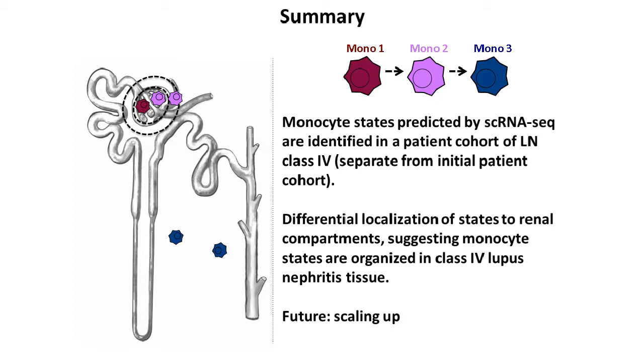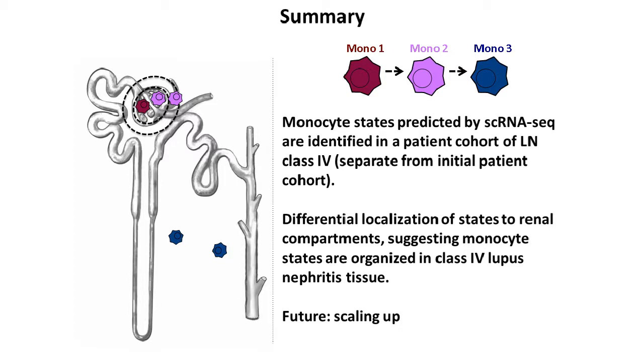And to summarize, we have monocyte states that are predicted by our single cell RNA sequencing. We've been able to identify those in a patient cohort of lupus nephritis that are separate from that initial patient cohort. So we feel like this is decent data to support those monocyte states. And we find that they're differentially localized, suggesting that these monocyte cells are indeed highly organized in tissue.